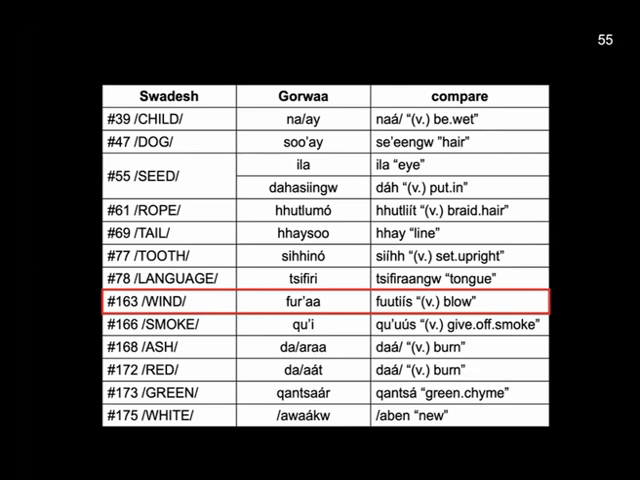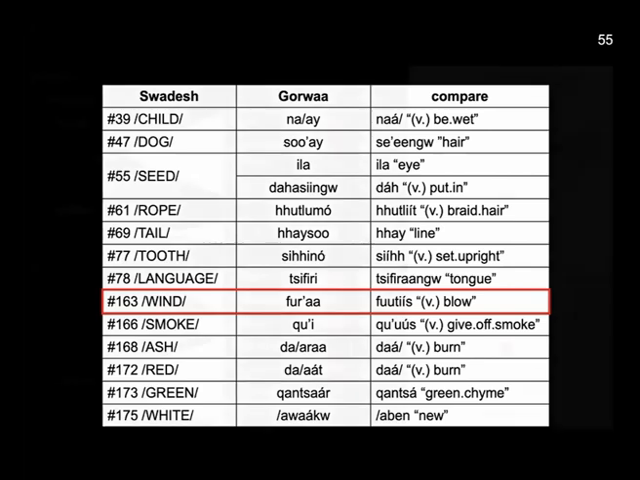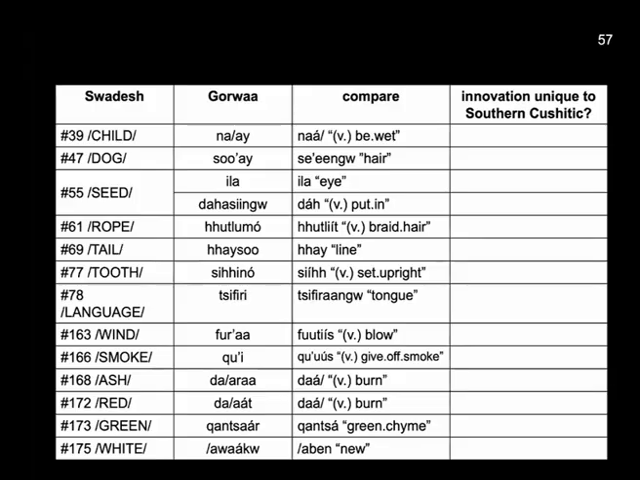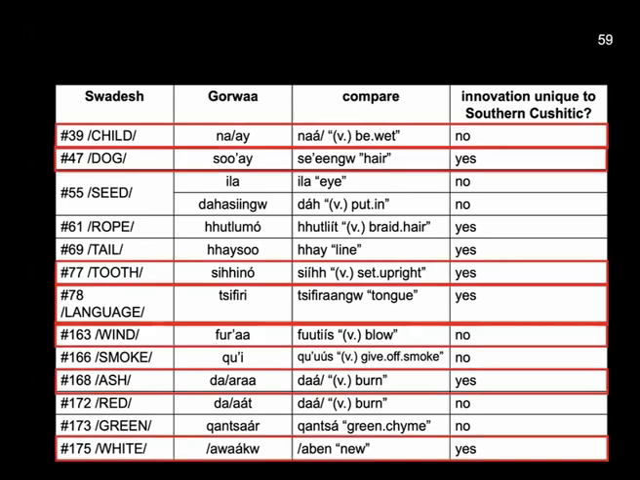So, for example, if we take the pair wind and blow, we can see that the number of languages or language groups sharing commonalities in the form meaning pairs wind and blow isn't just restricted to southern Cushitic. Adding a new column to report the results of each individual analysis, we can see that 14 of the innovative patterns examined are limited just to South Cushitic.